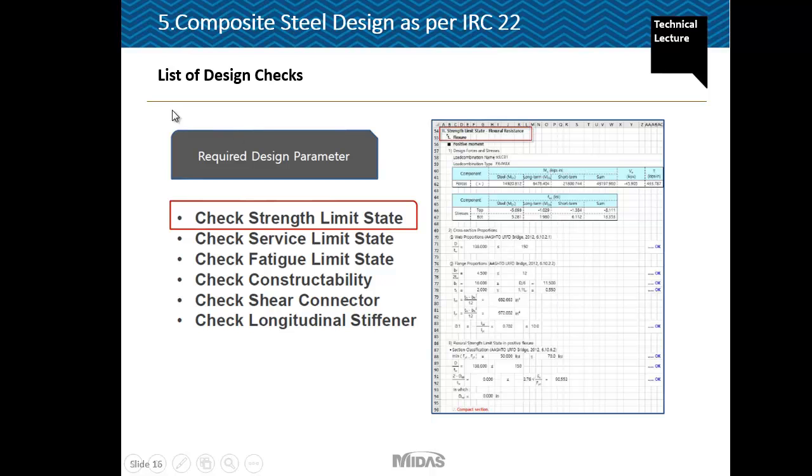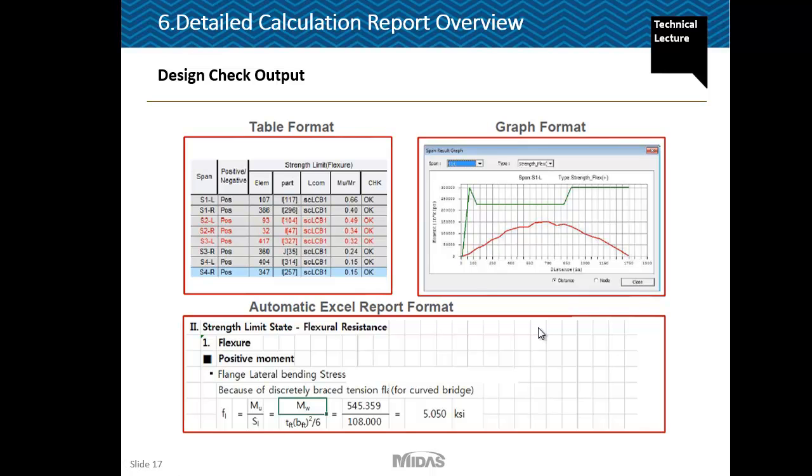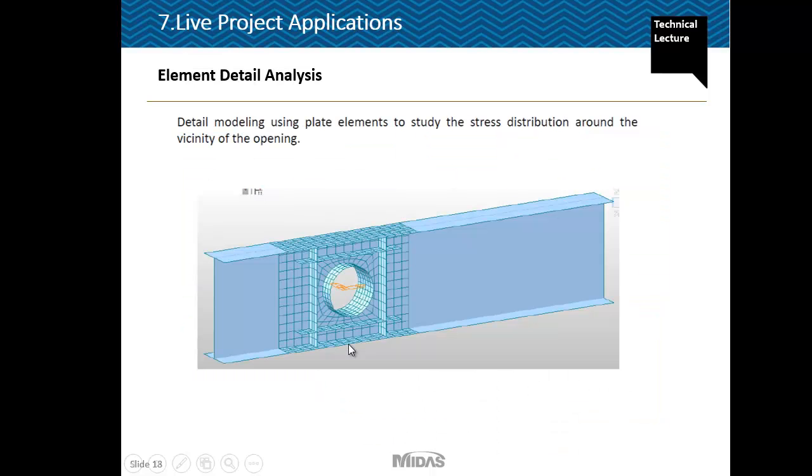So as I've explained, these are the list of design checks which are available: strength check, serviceability check, fatigue check, constructability, shear connectors, and longitudinal stiffener. This is the design report in a tabular format, giving you an overall view of the passing and failing members, and a graphical format is available along with the Excel report. Some more tips on designing the steel members, how to consider certain design aspects when it comes to modeling.